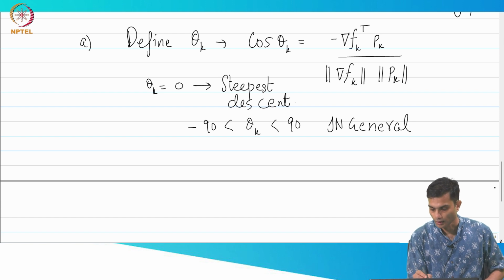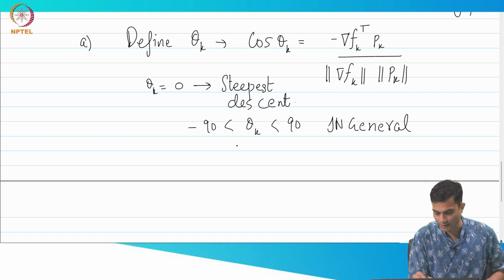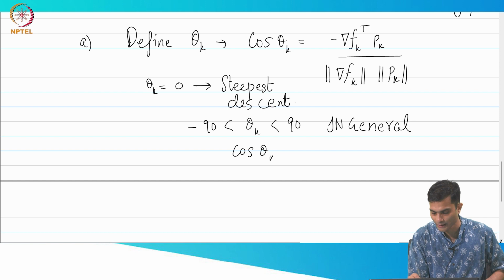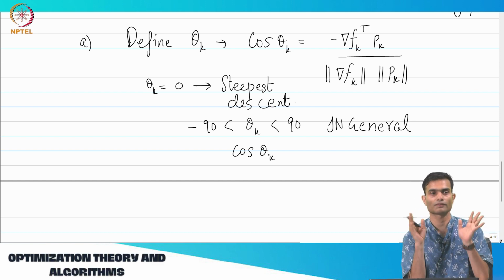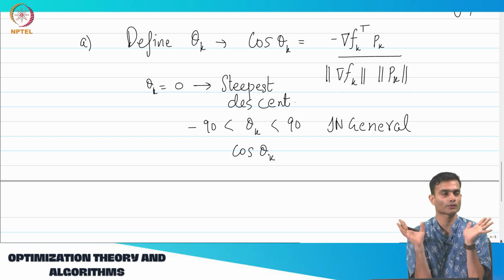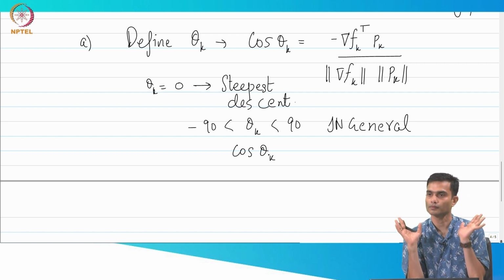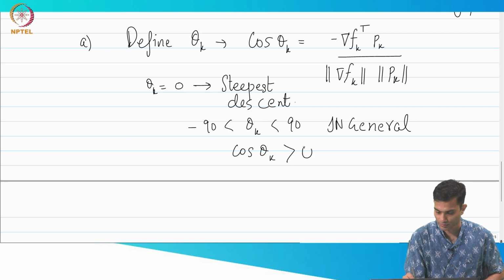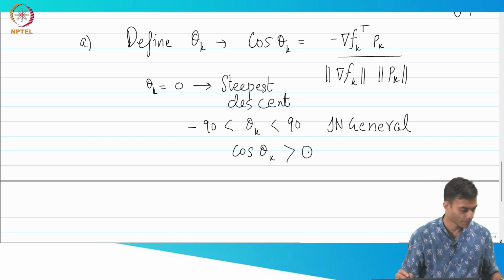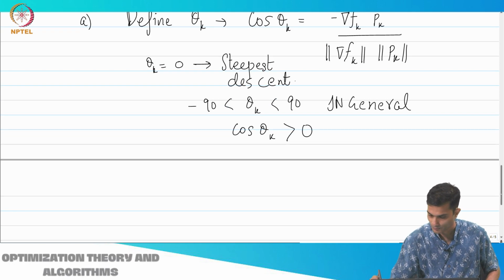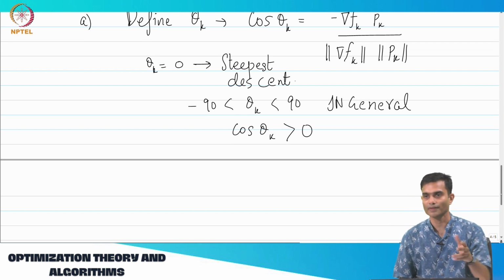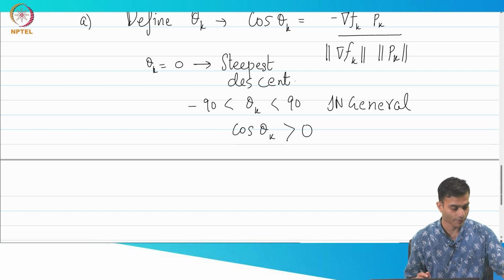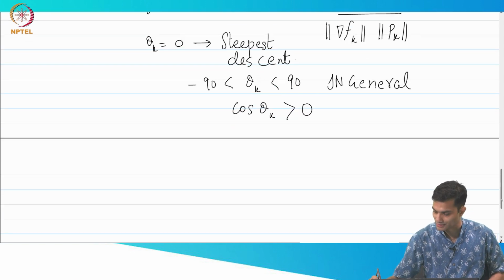Okay, and when this is the case, can I put down any inequality for cos theta k? If the angle is always between minus 90 and 90, what value does cos take? It's always positive, right? So this is fairly simple trigonometry that we need to keep in mind. Okay, so this is just some definition that we will use. We haven't started the theorem yet. Okay, so let's note this down.